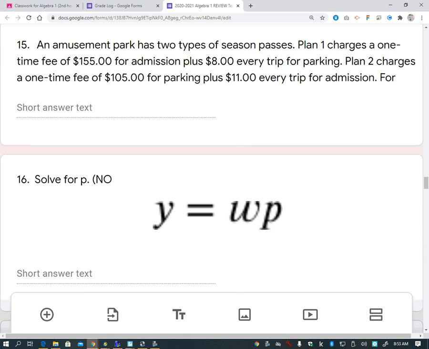Number 15. An amusement park has 2 types of season passes. Plan 1 charges a one-time fee of $155 for admission, plus $8 every trip for parking. Plan 2 is a one-time fee of $105 for parking, plus $11 every trip for admission. Oh, hold on. There's more.